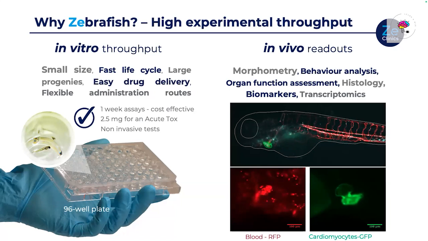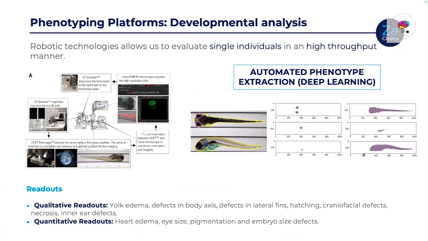And in vivo readouts, we have many different readouts. This is just an example of a double transgenic line, which has vessels and the heart labeled by fluorophores, but we can have morphometry analysis, behavioral analysis, transcriptomics, and actually, this is what I'm going to show you. So how we couple high throughput screening to high throughput phenotyping. And this is just to have some examples.